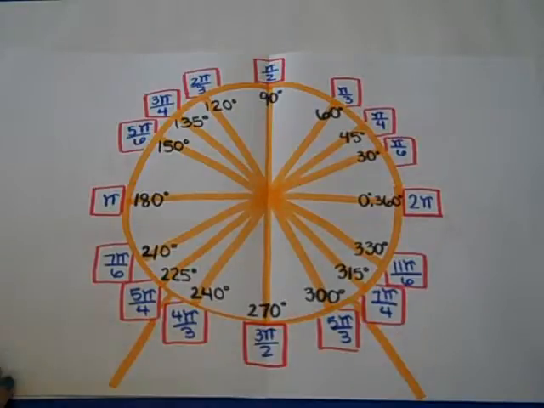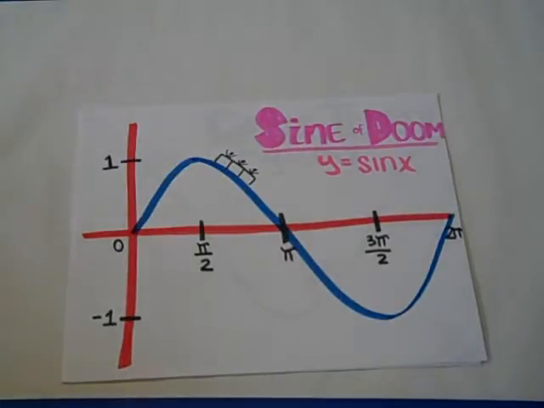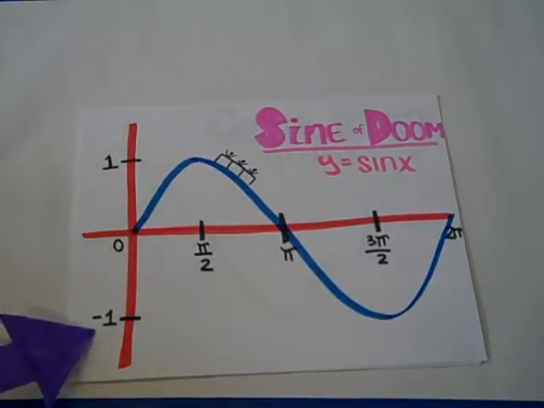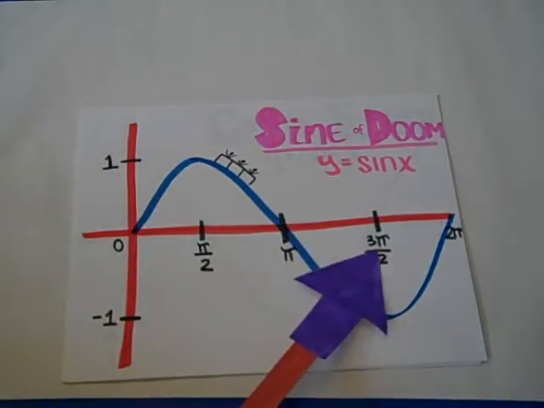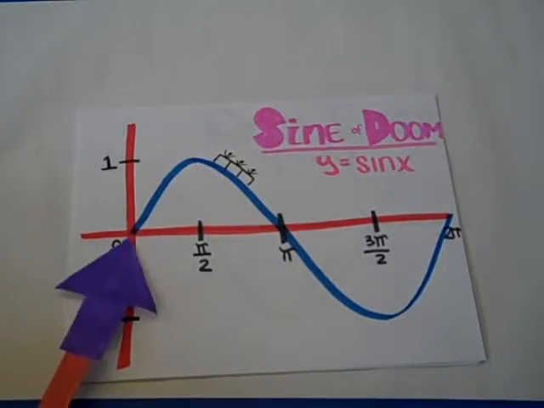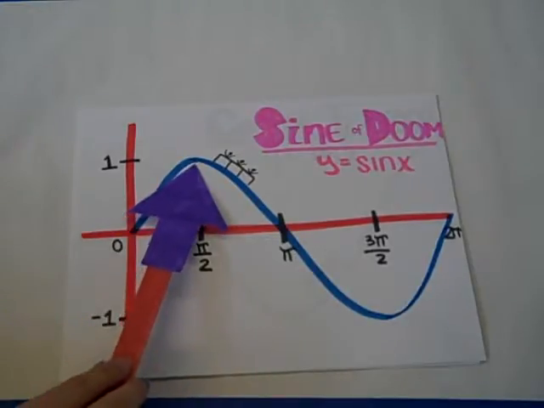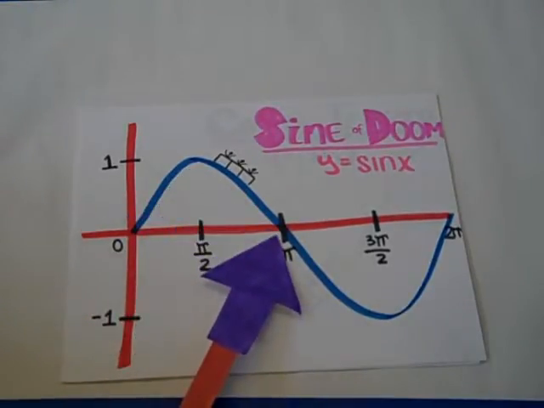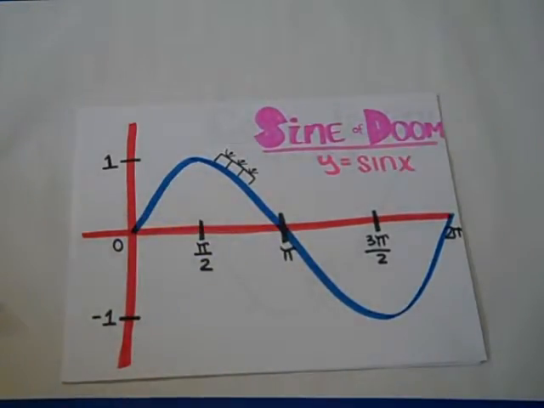First, he looked at the sine of doom ride. He made a graph where the x-axis represented radians and the y-axis represented the sine values for each theta. Then, he plotted points based on the unit circle, like (0, 0), (pi over 2, 1), and (pi, 0). He realized that the graph then repeated itself, first going up, then down, then back up, like the roller coaster.